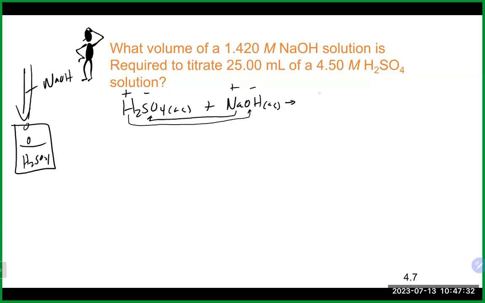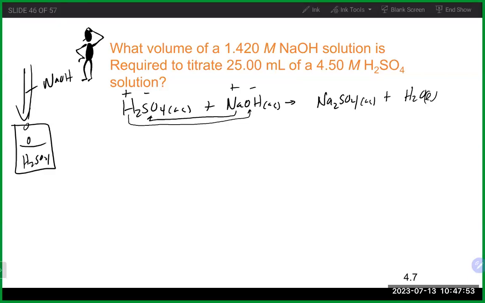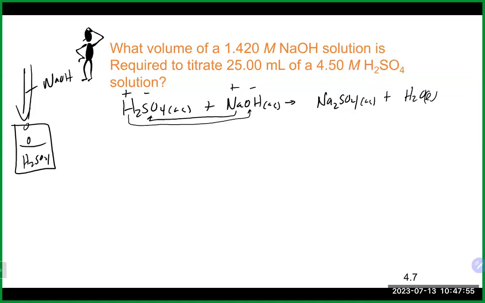Remember that you do want the correct formulas here. So that's going to be Na2SO4, as sulfate is -2 and sodium is +1. And we will then make water from our acid and base coming together. Now that we have the proper formulas down, we do want to balance the equation because it is not balanced here.